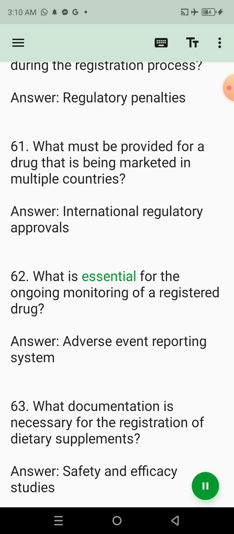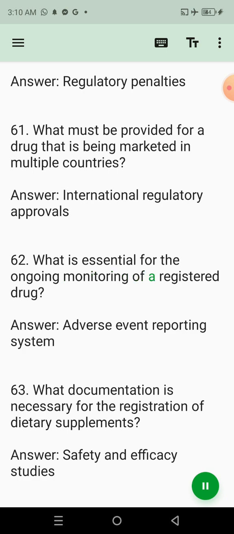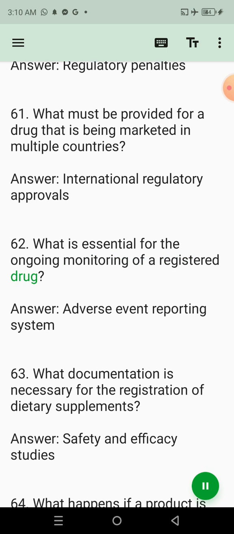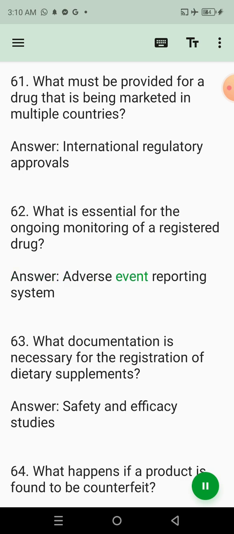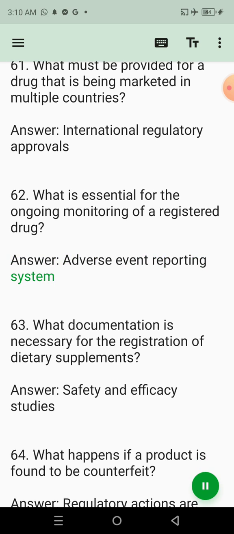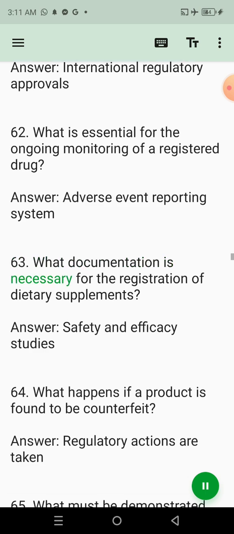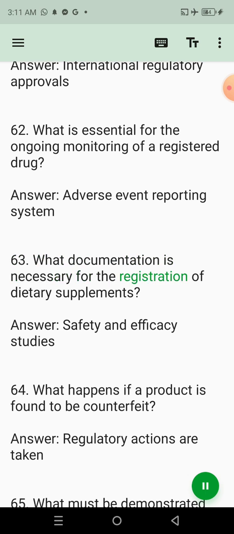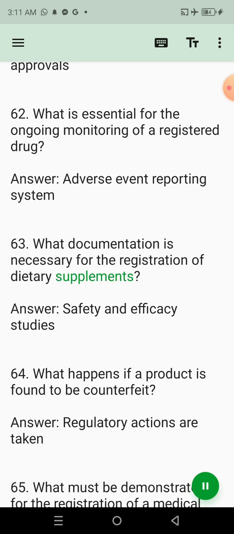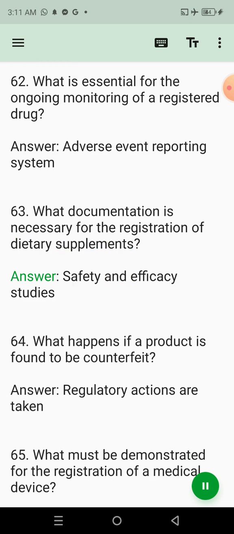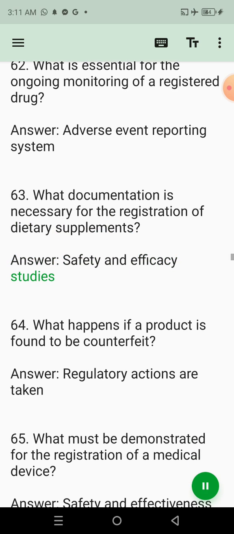62. What is essential for the ongoing monitoring of a registered drug? Answer: Adverse event reporting system. 63. What documentation is necessary for the registration of dietary supplements? Answer: Safety and efficacy studies.